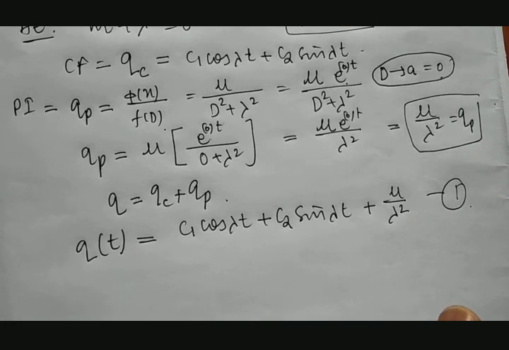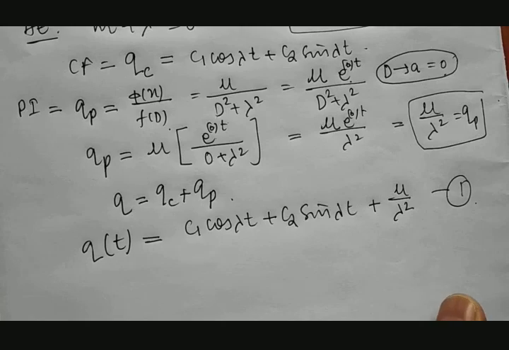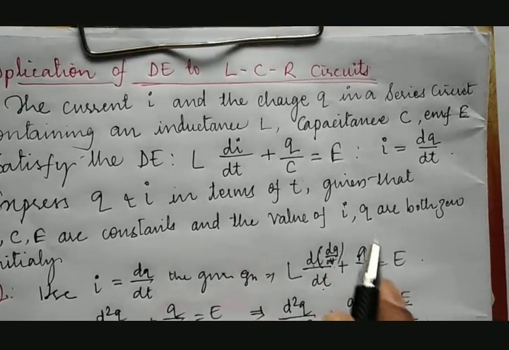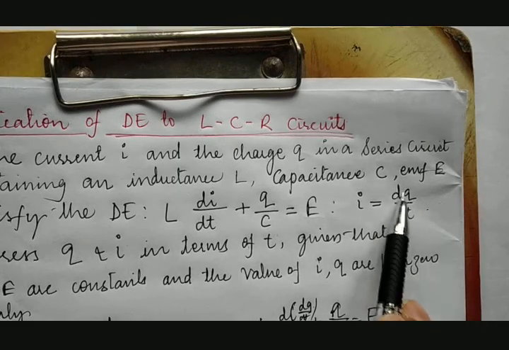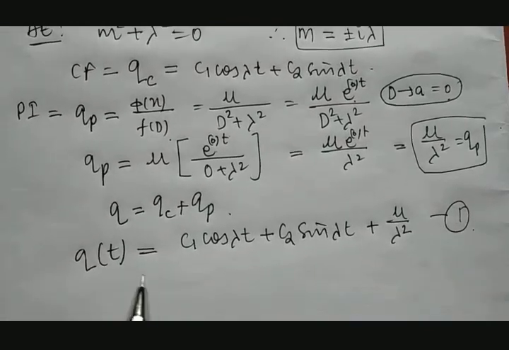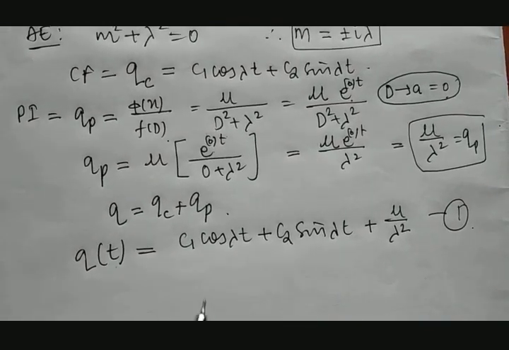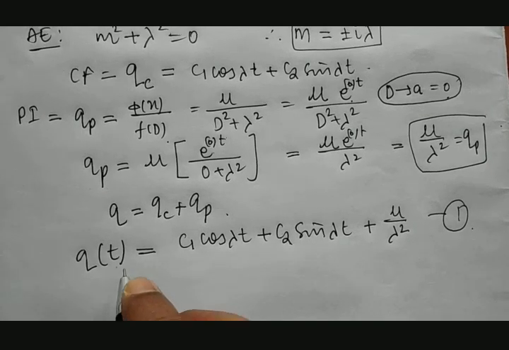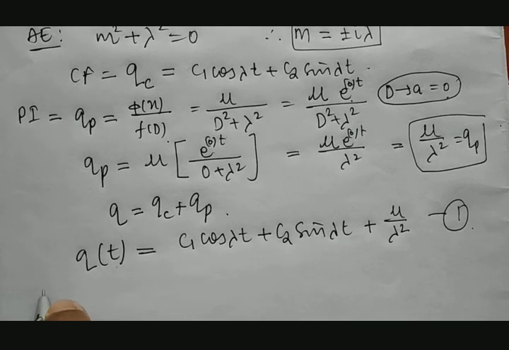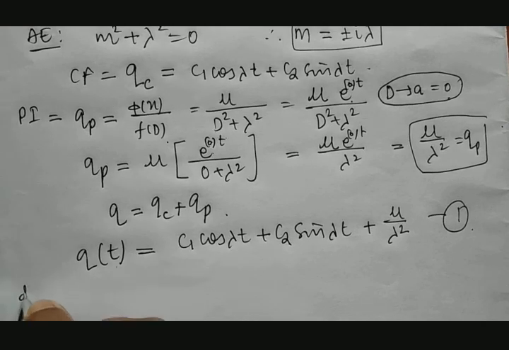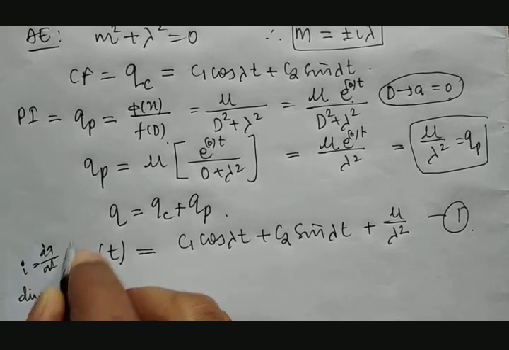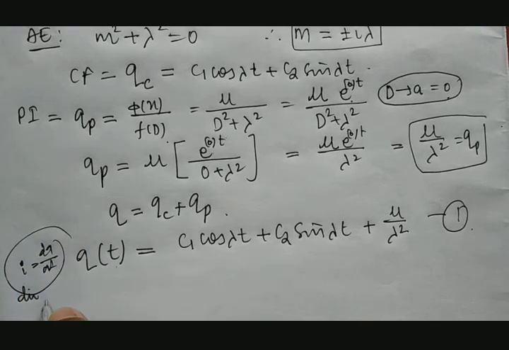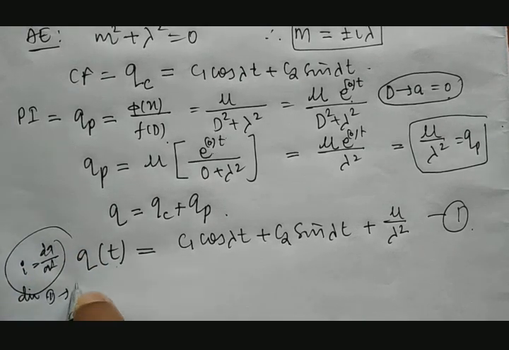Then in this example, we need to calculate I and Q. But we know that I is nothing but dq by dt. So we got q of t, but we also need its derivative because we need I. We know that I is nothing but dq by dt. Therefore, we need its derivative. So differentiate equation number 1 with respect to t.